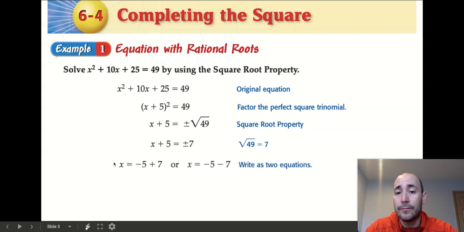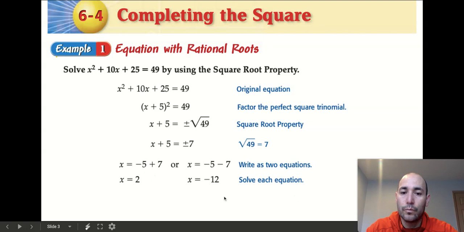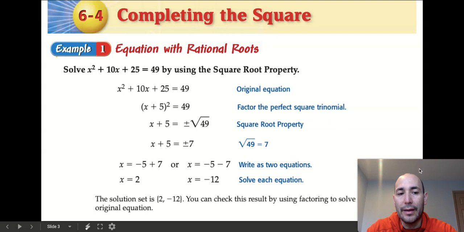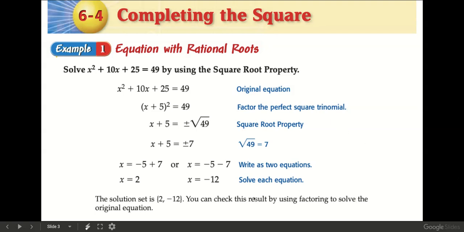If you subtract 5 from both sides, x equals negative 5 plus 7, or x equals negative 5 minus 7. So x can equal negative 5 plus 7, or x can equal negative 5 minus 7. Again, both positive 7 and negative 7. Those are my two equations, and my answers would be that x can equal 2, or x can equal negative 12. So those would be my solutions. The solution set for this problem would be 2 and negative 12.